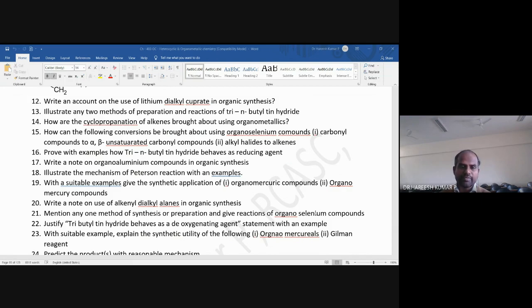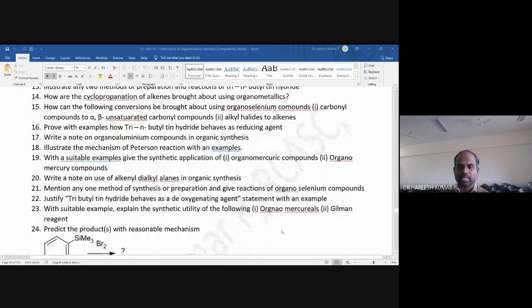And then justify the statement that tributyl tin hydride behaves as a reducing agent, with an example. So with an example, we have to give a reaction as well as a mechanism where there is an application of tributyl tin hydride. Okay, so let's give an entry.